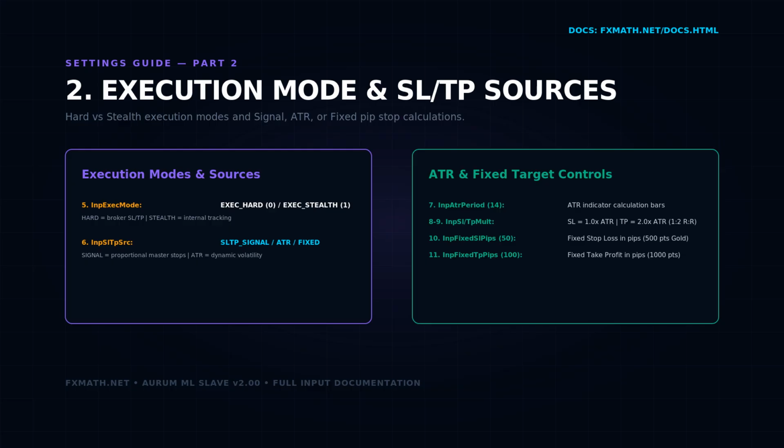Setting number 6 is InpSLTPSrc, allowing you to choose whether stop levels are taken directly from the master signal, calculated dynamically via ATR, or set as fixed pips. Settings 7 through 11 allow you to tune your ATR period, defaulting to 14, with an SL multiplier of 1.0 and TP multiplier of 2.0, or set fixed stops such as 50 pips SL and 100 pips TP.